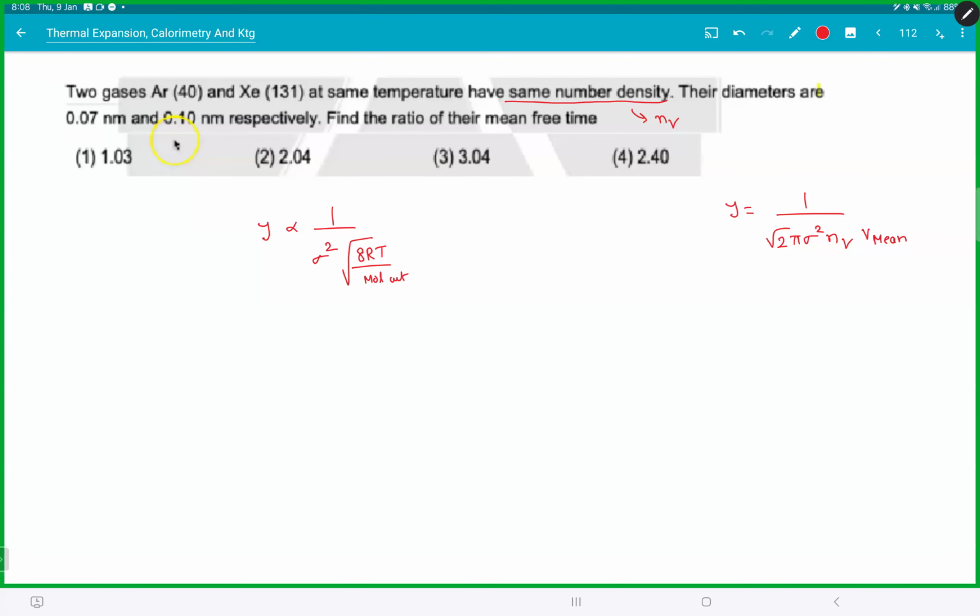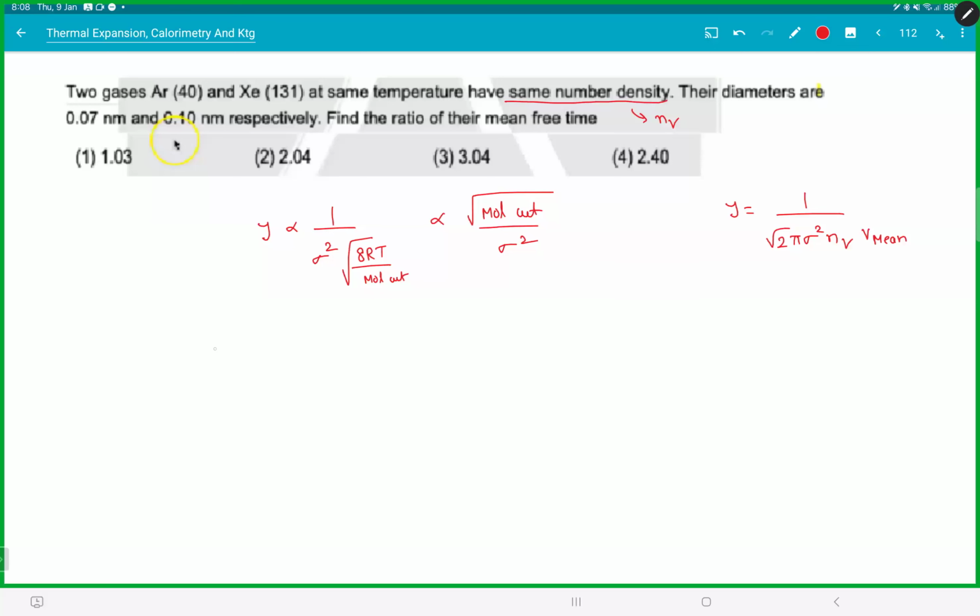Are you getting the catch? Most people forget that molecular weight. Everyone will see temperature is same, so speed is same. They forget that M is different. So tau is proportional to root of molecular weight by sigma square. That was a trap. There is a molecular weight sitting inside that V mean that messes up the thing.